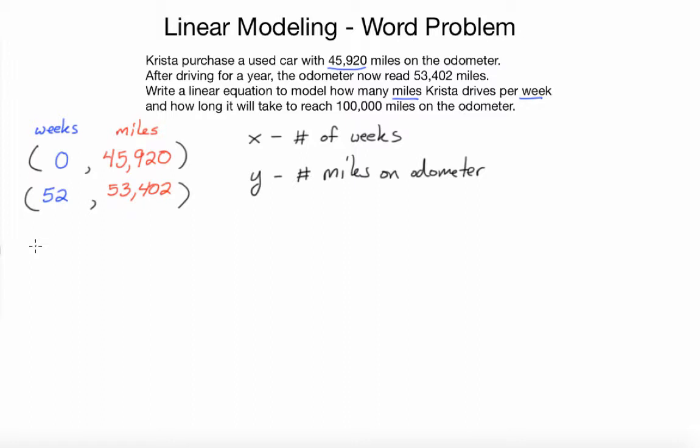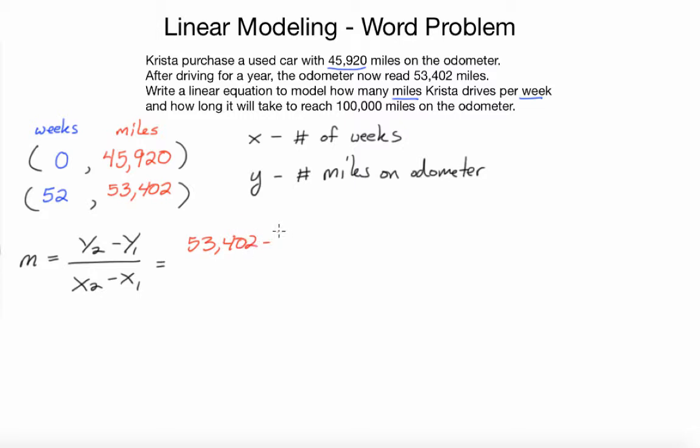So what is the average rate of change here? We're dealing with weeks, we're dealing with miles. On average, how many miles does Krista drive per week? Well, to find the slope, m, that's your change in y values. So I need to subtract my y values, divide that by my change in x values, and we'll have the slope.